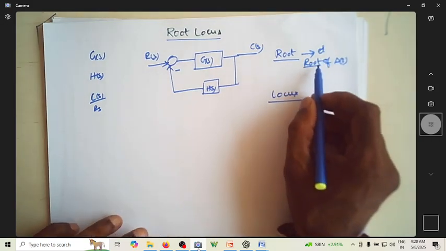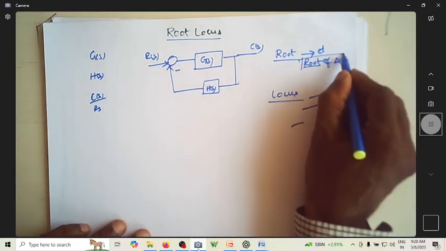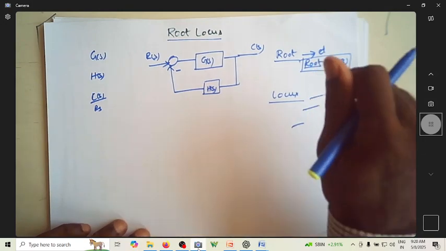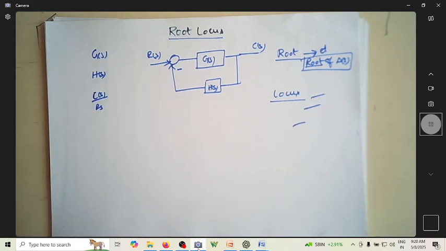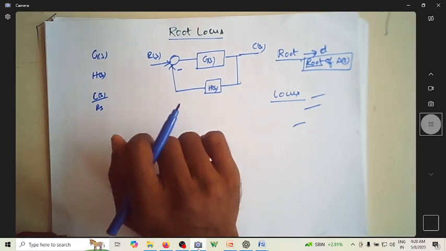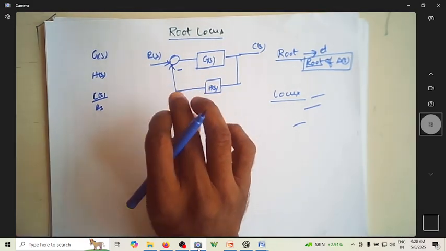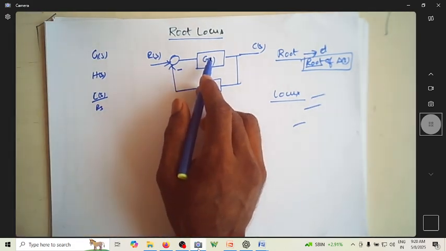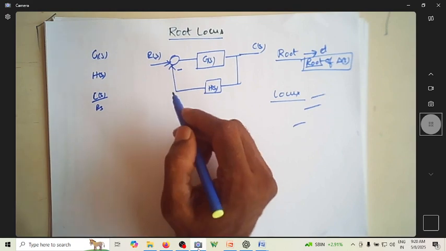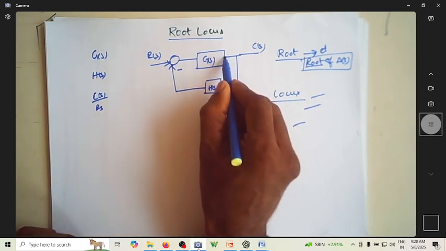So now let us concentrate on roots of this del of s. Why is this root locus important for control systems? Let us explore why it is so. We know that this is a typical closed loop transfer function with negative feedback, with G(s) as a forward block and H(s) as a feedback path gain.